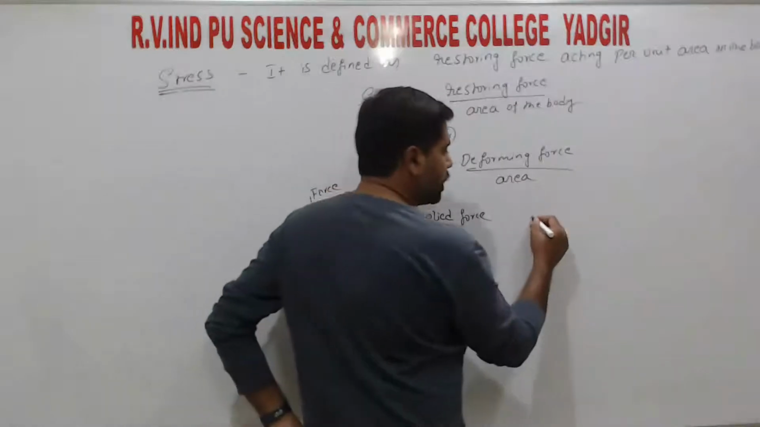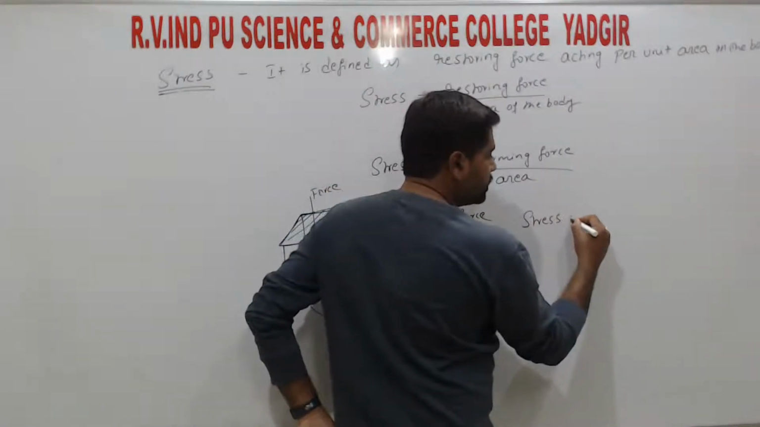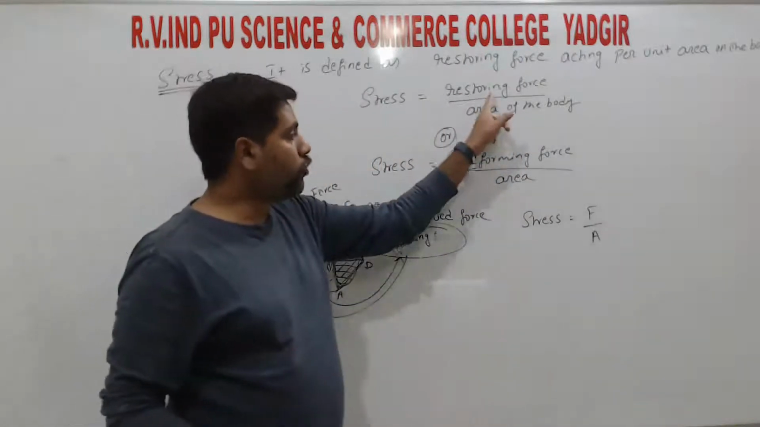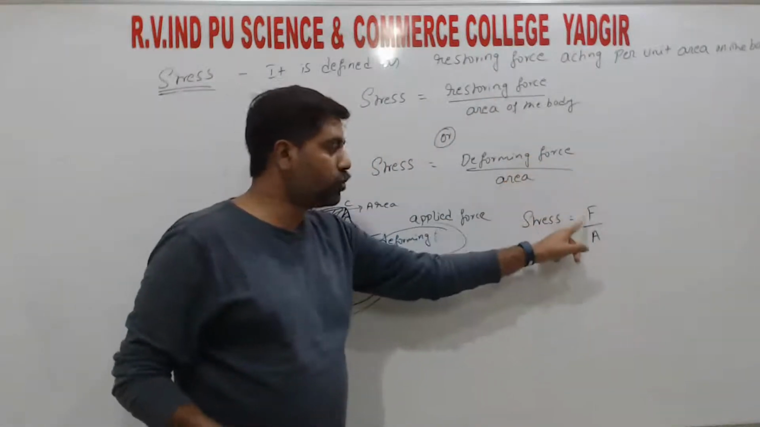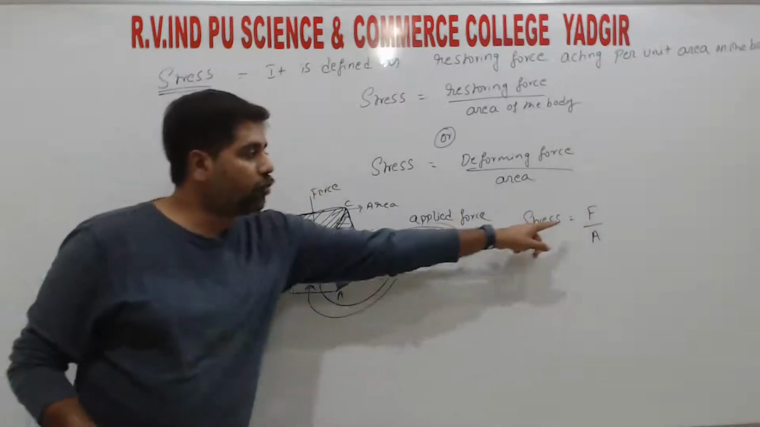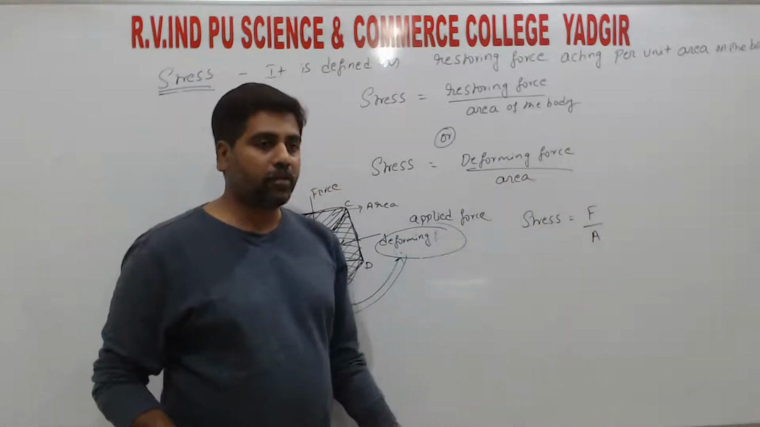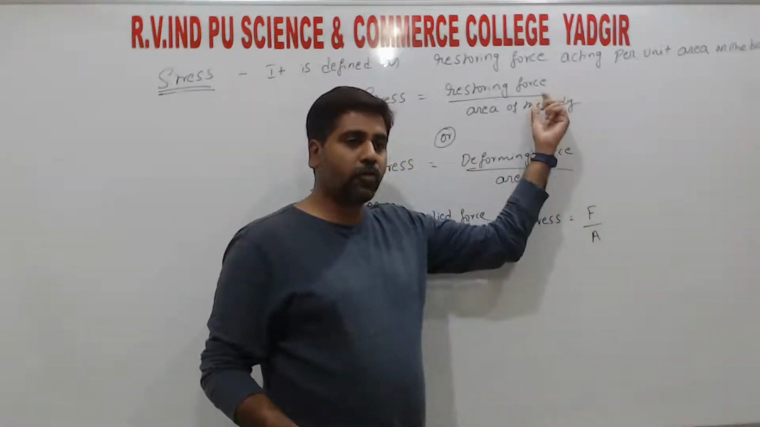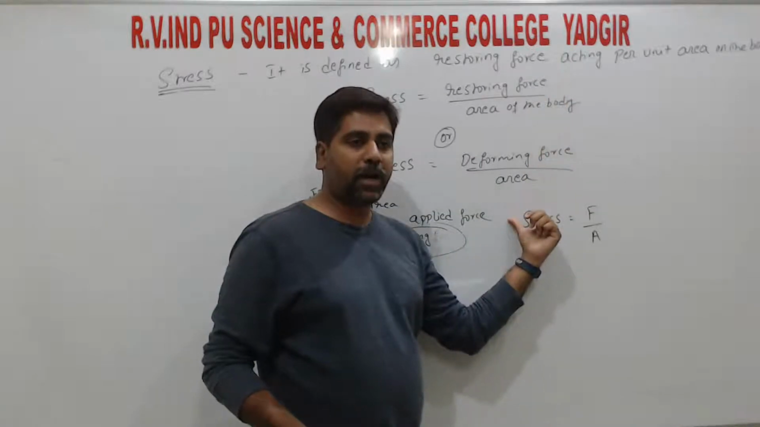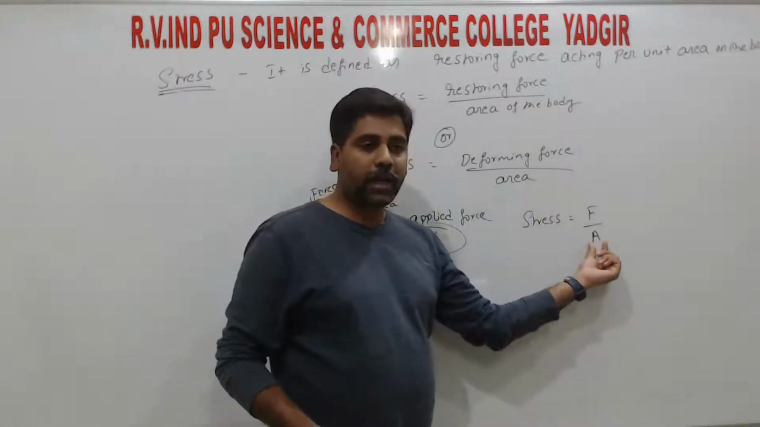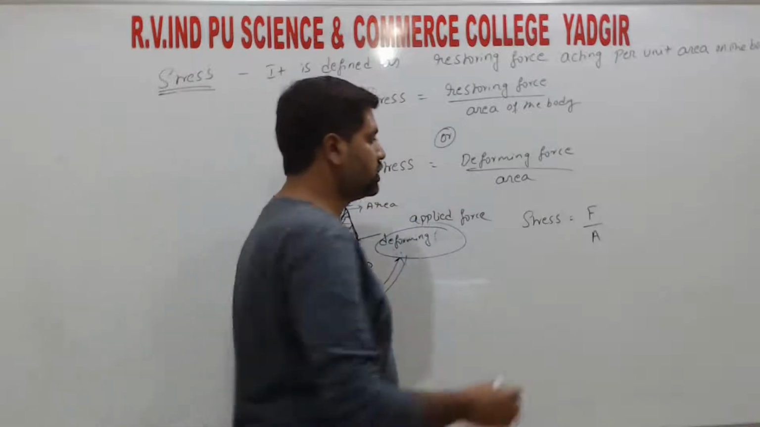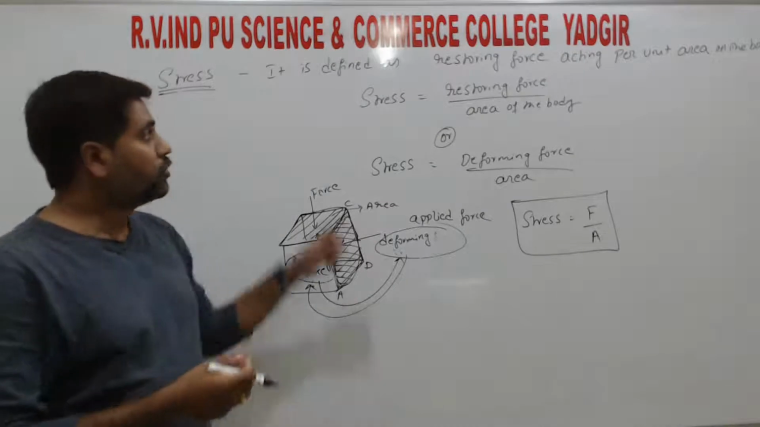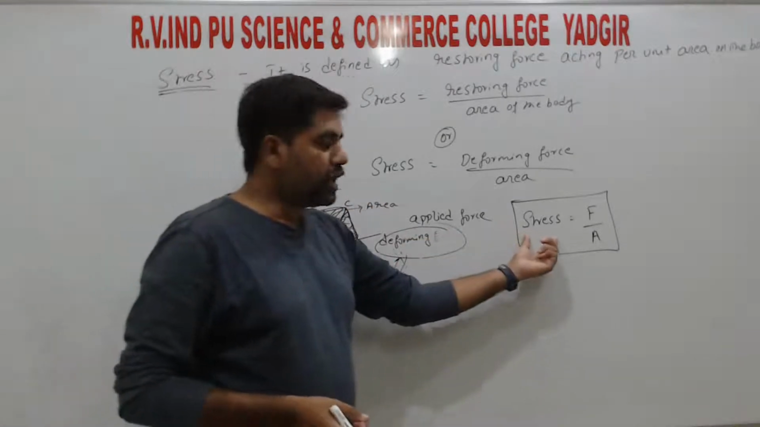So mathematically we can write stress is equal to F divided by A. The restoring force we take as F, the deforming force we also take as F, and the applied force we also consider as F, right? So F is the force. Which force is it? It is the restoring force or deforming force or the applied force, right? Divided by A. So A is the area, right? So this is the mathematical relation for the stress, right? So the definition is done, and the mathematical form is done.